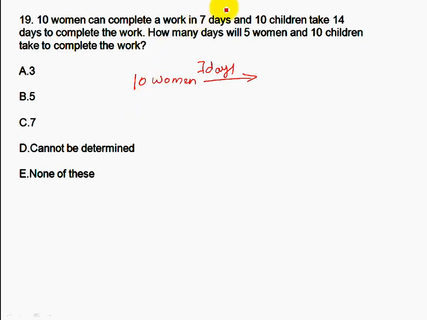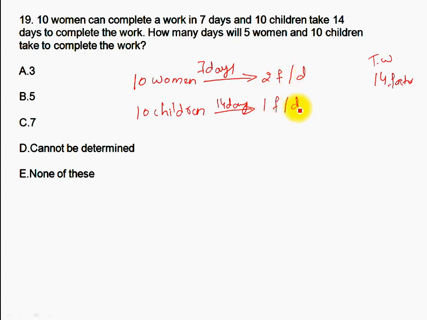Just a minute. 10 women and 10 children can complete the work in 14 days. If we take the LCM of this, our total work will come out to be 14 factors. That is our total work. And for 10 women, it is 2 factors per day, and 1 factor per day for 10 children.